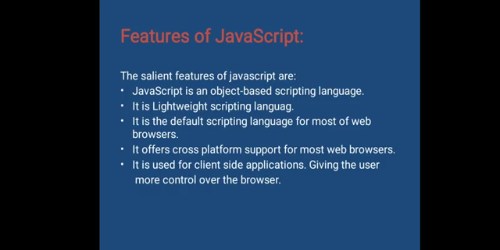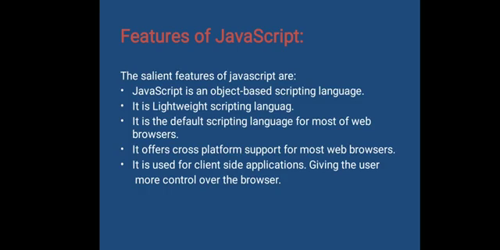Why JavaScript? The features of JavaScript are: it is object-based scripting language. Already you know what is an object. Object is a collection of data and functions that operate on the data. So it's object-based scripting language.